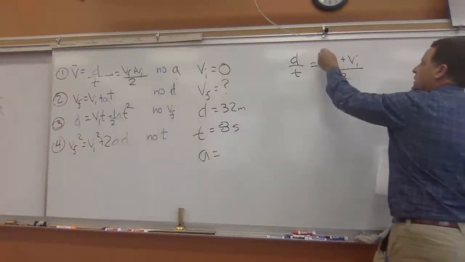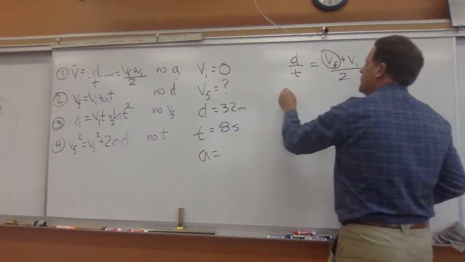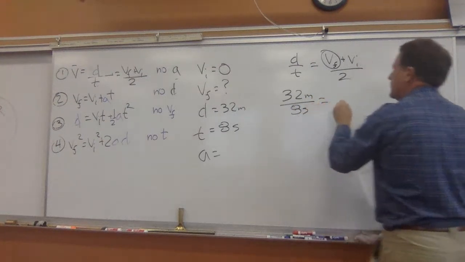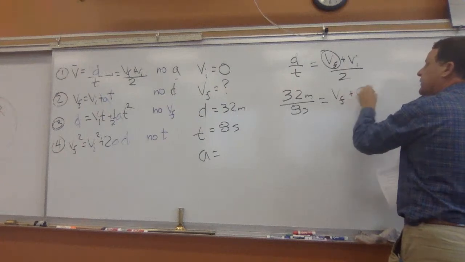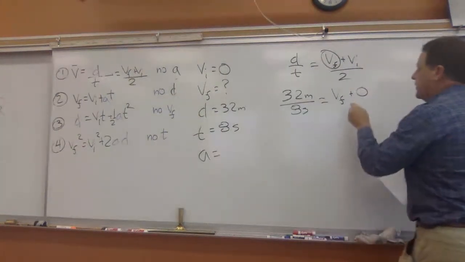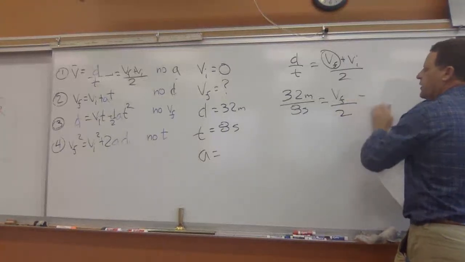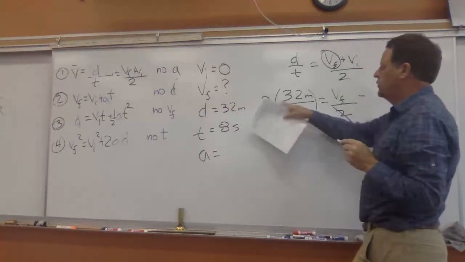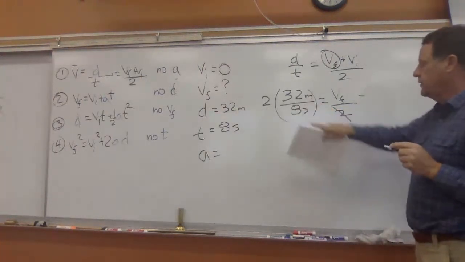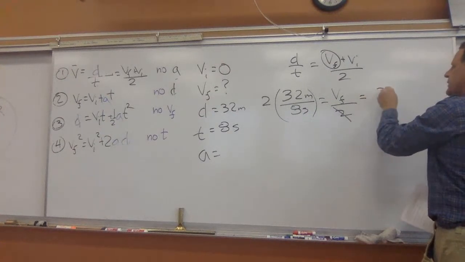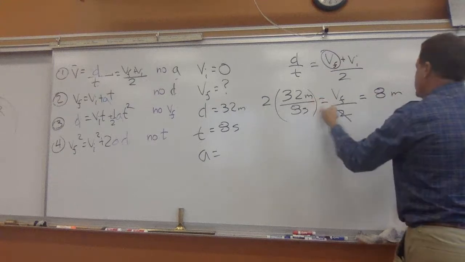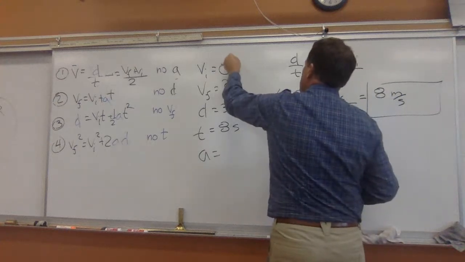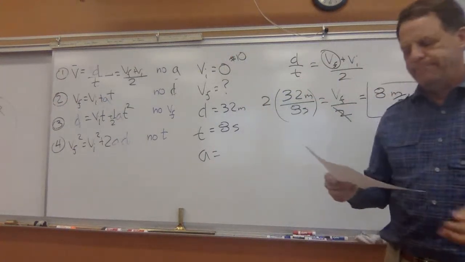So our distance is 32 meters. Our time is 8 seconds. This is going to be v final plus 0, because we started at rest, and then we divide by 2. If we multiply both sides by 2, then 2 times 32 is 64, and 64 divided by 8 is 8, and that's going to be meters per second. So 8 meters per second is the answer to question number 10.